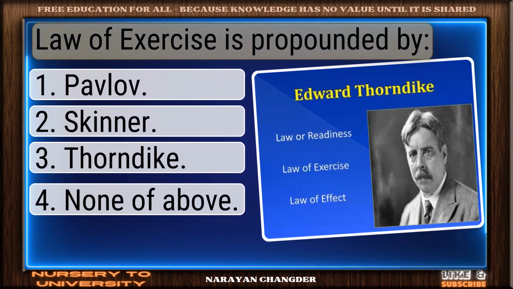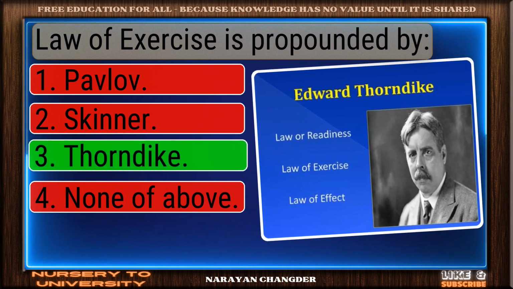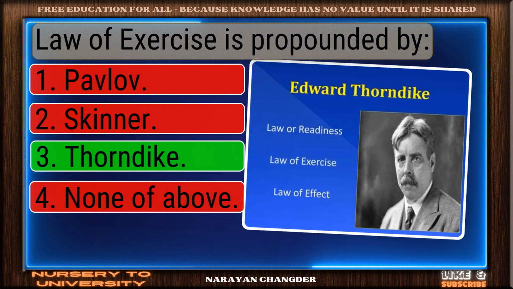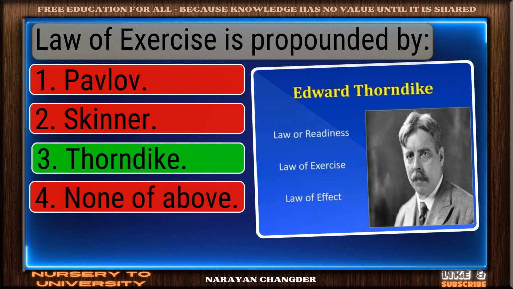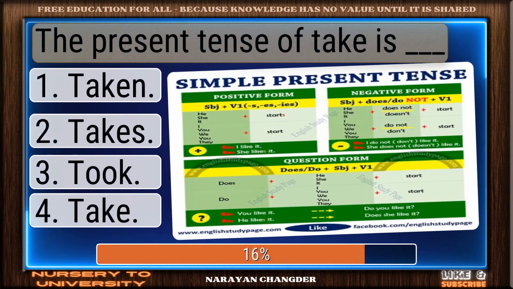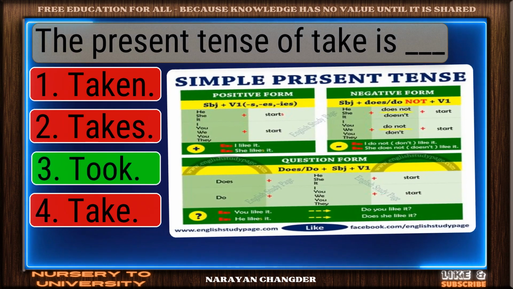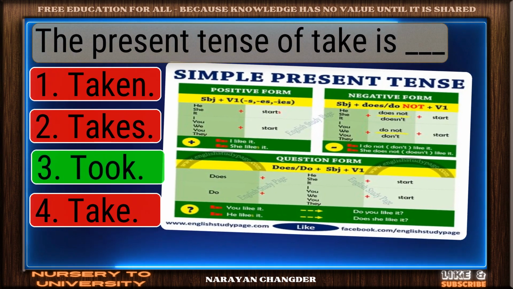Law of exercise is propounded by. Nice selection. Thorndike is the correct and valid answer. The present tense of take is dash. Sharp thinking. Took is the right choice.